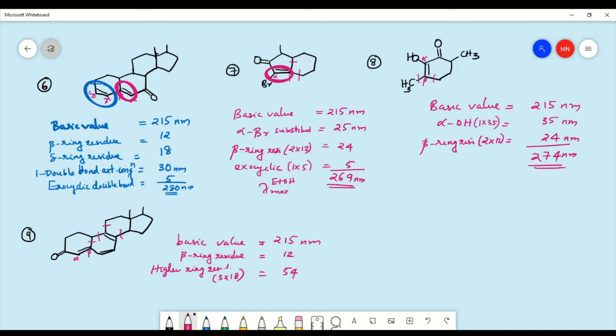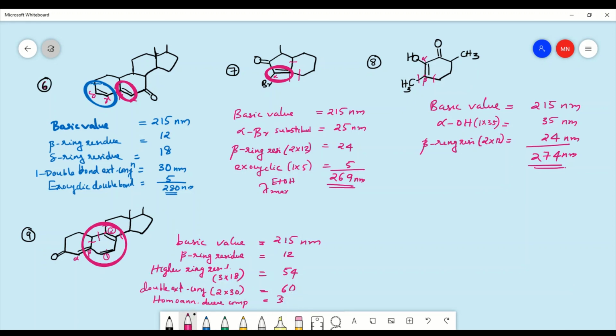Now look for double bond extending conjugation. This one is 1 double bond extending conjugation, and a second one. So double bonds extending conjugation, there are 2. So 2 into 30, the value is 60. Now the second ring is having a homoannular diene component. Only one such ring. So for the homoannular diene component, the contribution is 39 nanometer.